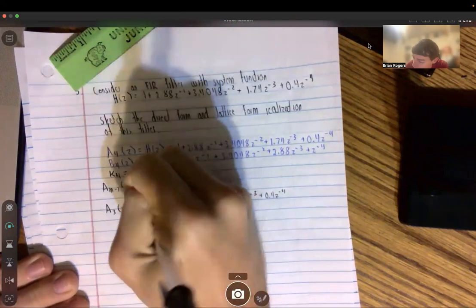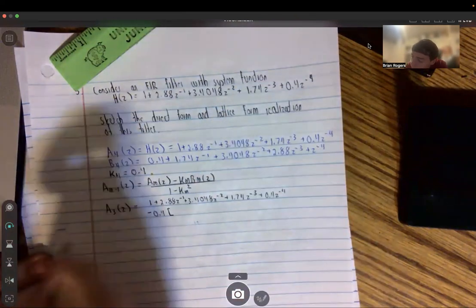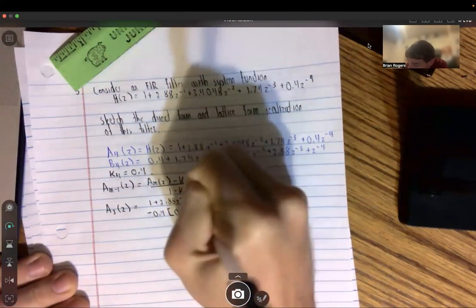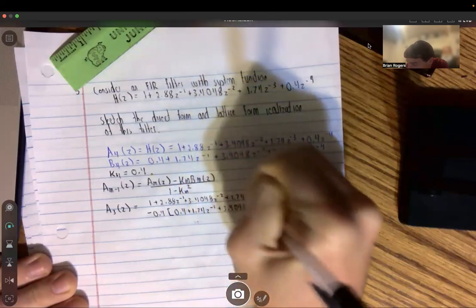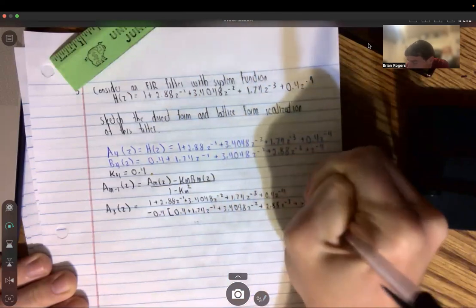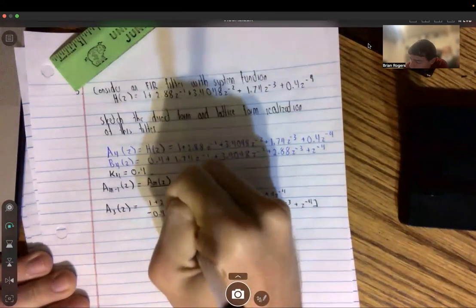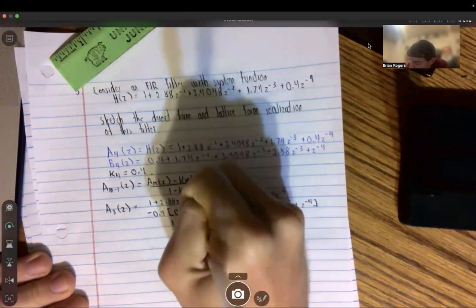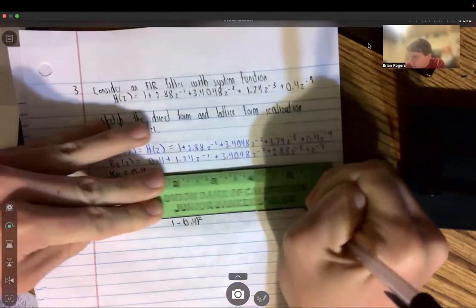I'm going to write that down here because I can't fit it all on that one line. That's multiplied by B4(z), and that'd be 0.4 plus 1.74z^-1 plus 3.4048z^-2 plus 2.88z^-3 plus z^-4. And then it's all divided by 1 minus 0.4 squared. So all of this will be divided by that on the bottom.